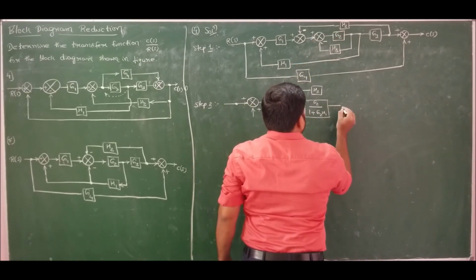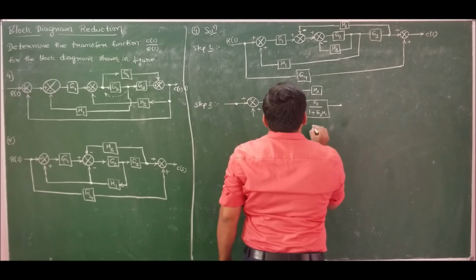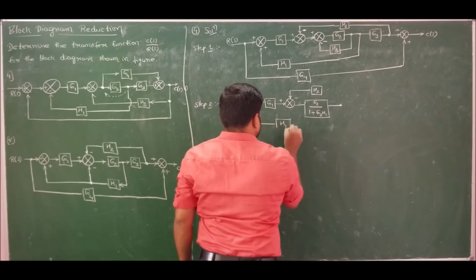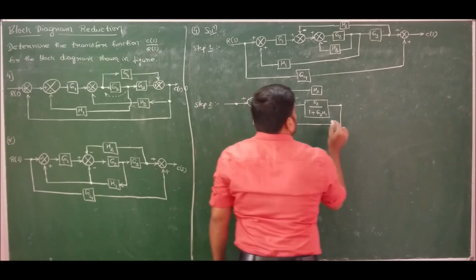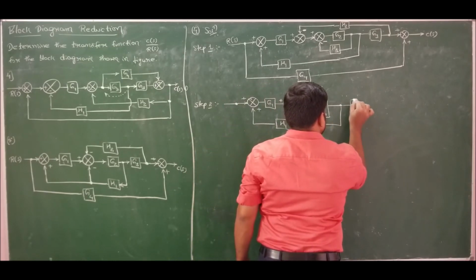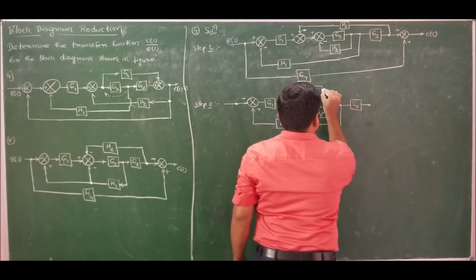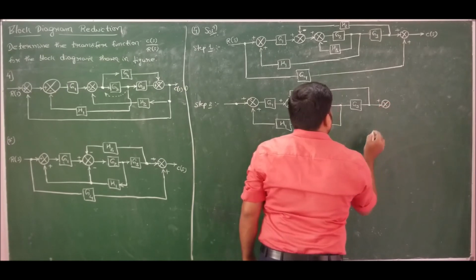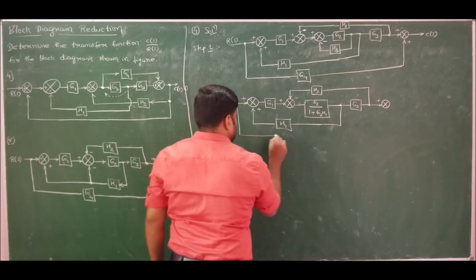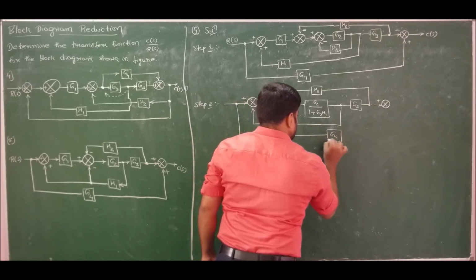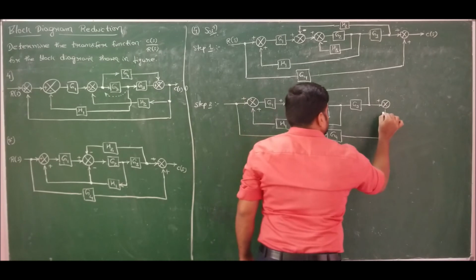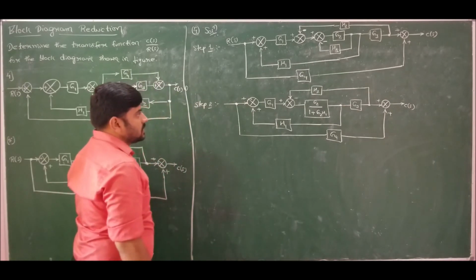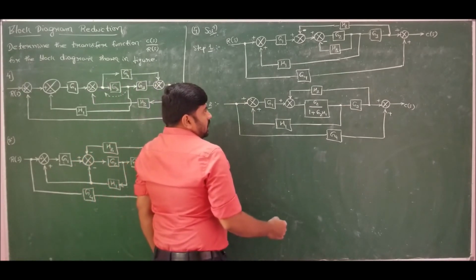We are left with one more feedback for h1. And then we have G3, and then we have takeoff for H2, and then we have summing point for which a block G4 is parallel. This is again plus C of S. So this is what I got. Now I think you got the solution.